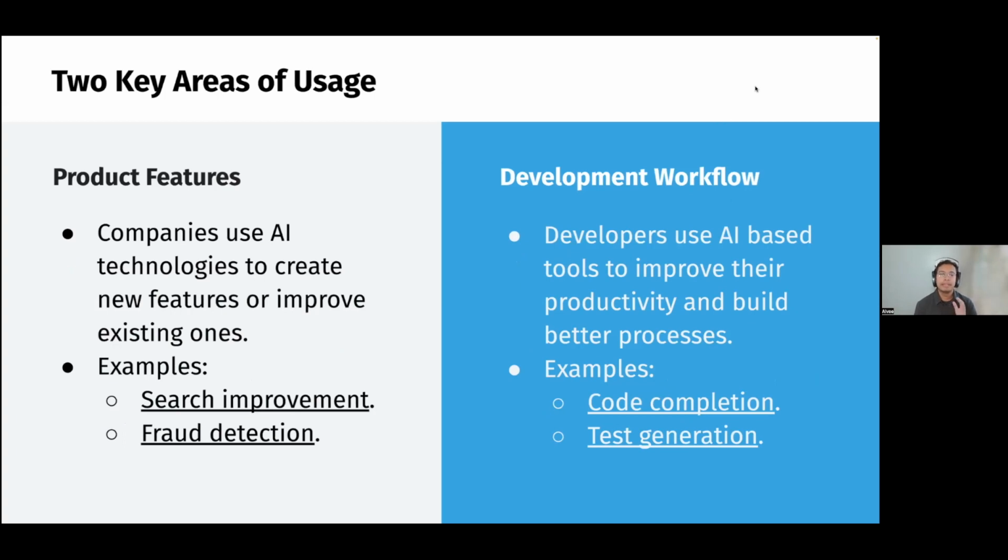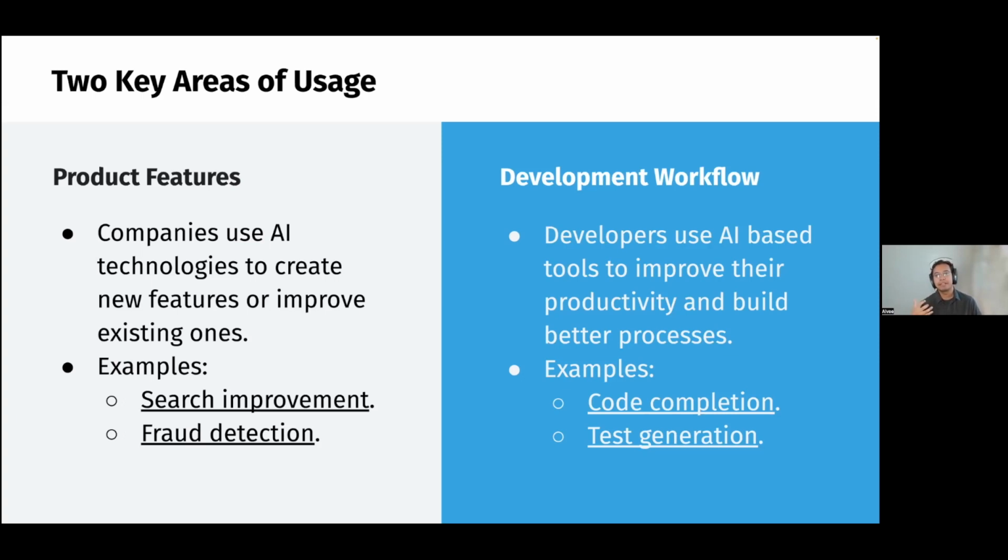Here are the two main areas where software-focused companies are using it, right? You have two main areas. The first is product features, and the second is development workflow, right? So what do I mean by product features? If you're using any type of software, that software solves some problem for you, right? For example, if you're using, let's say, Airbnb, the problem they're solving is getting you accommodation to a place you're visiting, right? So anything that they can do to improve that is a product feature.